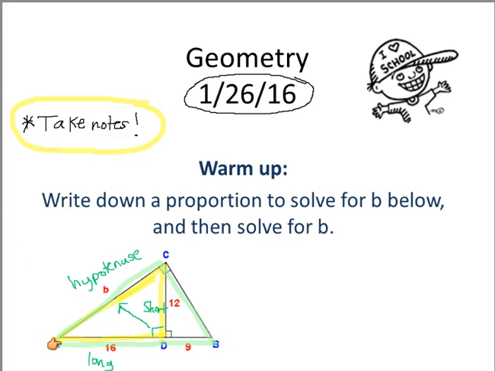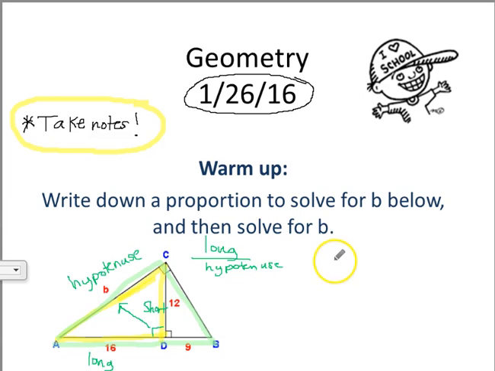So that means that the proportion that we're going to use would have to be comparing the long leg and the hypotenuse. So I always like to write that down so that when I go to write my proportion, I know that those are the two sides that I'm going to compare. I'm going to move that over so that we have enough room for everything. Okay, so let's go ahead and write a proportion.